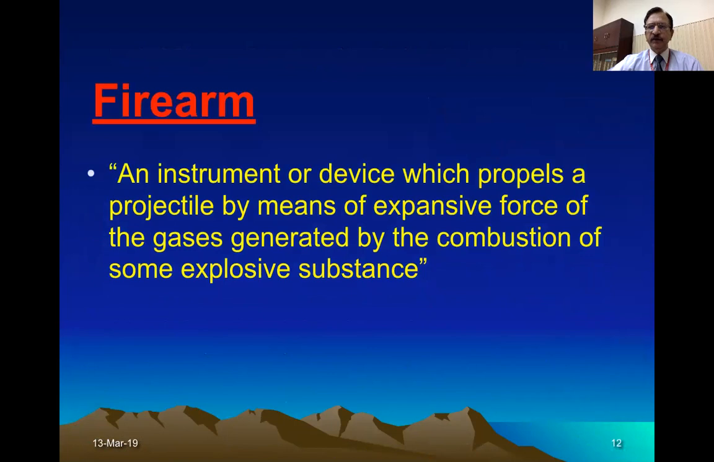So by definition, when I say firearm, in simple words, we can say an arm which fires. But technically speaking, it is an instrument or a device which propels a projectile by means of the expansive force of the gases generated by the combustion of some explosive substance. So there is a gunpowder which ignites, and a tremendous amount of pressure is produced within the chamber which pushes the projectile forward. That is a firearm.